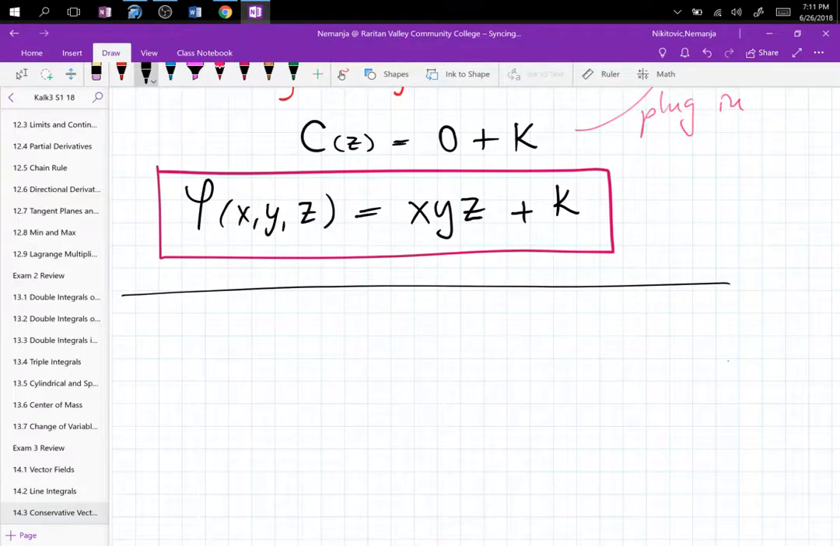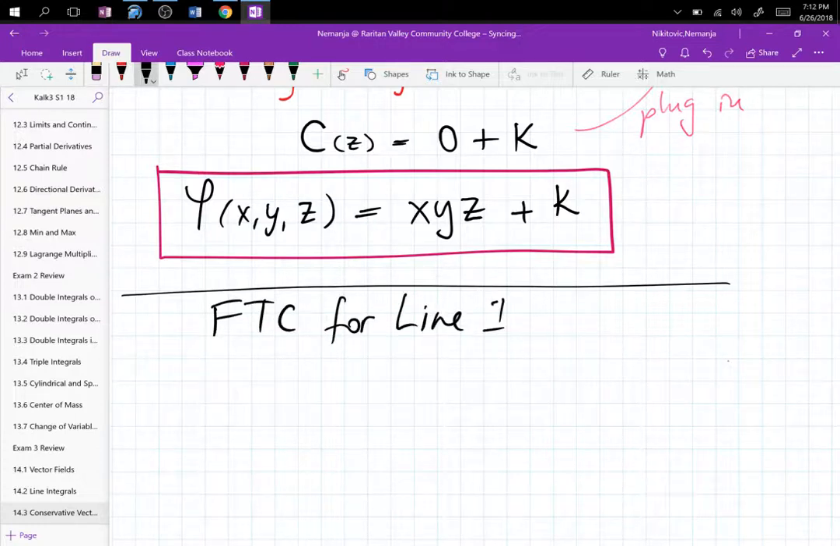Fundamental theorem for line integrals. FTC for line integrals. What does FTC stand for? Fundamental theorem of calculus, yes. So this works only when it's conservative. Yes. So if it's not conservative, I just use 14.2.